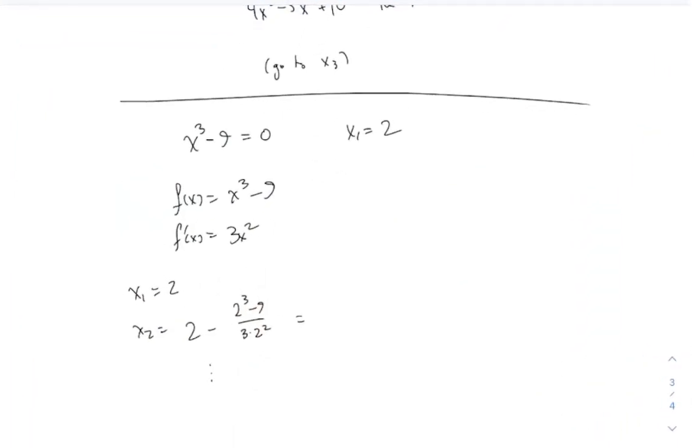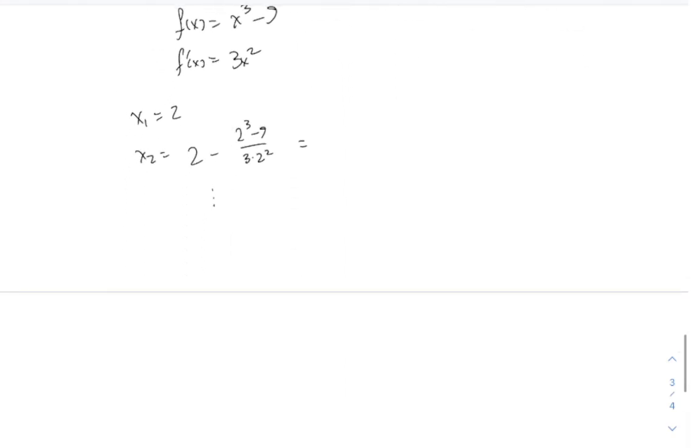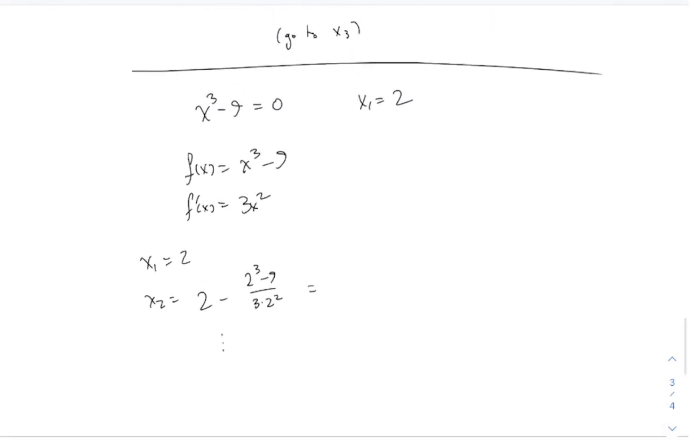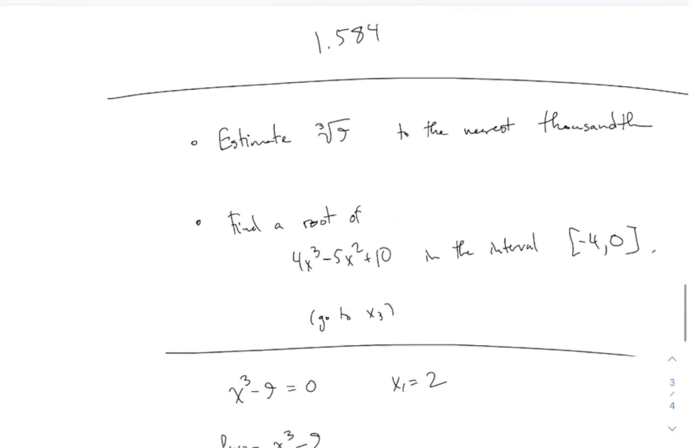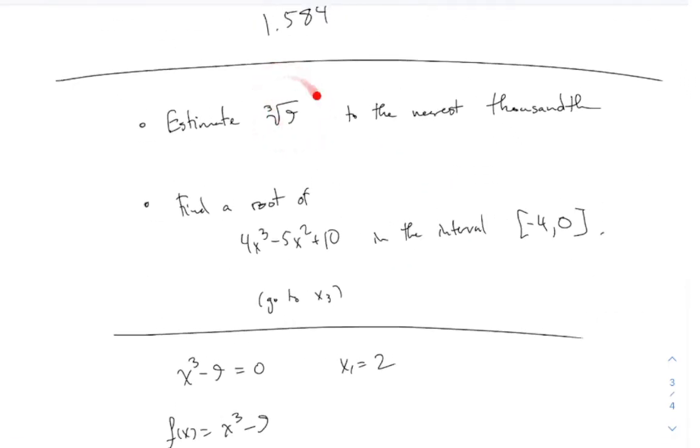All right, let's talk about these. So the first one, it looked like pretty much everybody was doing great. The function you want to use is x cubed minus 9. And then the guess you should use, in this case, I said there was a kind of reasonable guess: 2, that's because the cube root of 8 is 2. And so I would expect the cube root of 9 is something kind of close to 2.